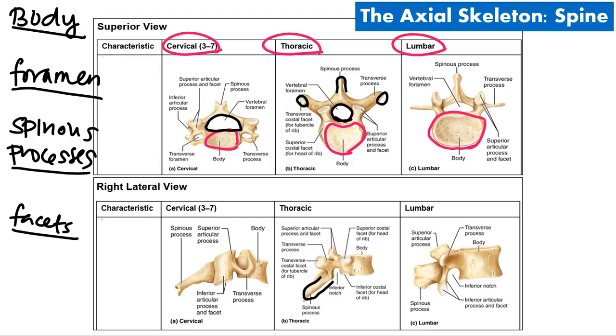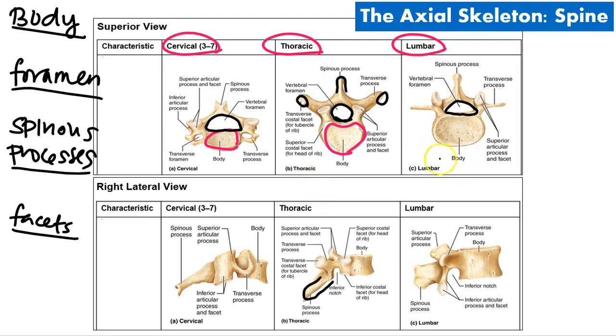Now let's go ahead and go to a lumbar. So again, you see the largest body, because again, they're bearing most of the weight. And you'll also see that you have a foramen that has a similar shape to cervical foramen. It has a similar shape to the cervical foramen, for example, but it is a smaller triangle.